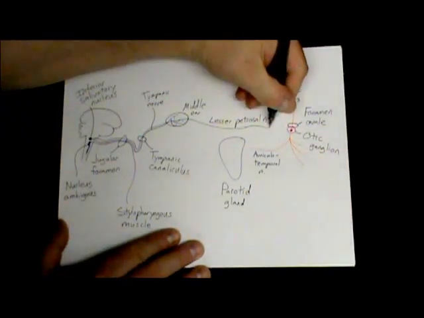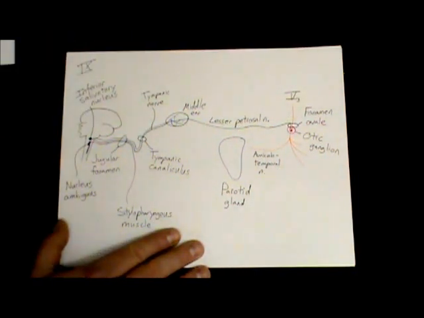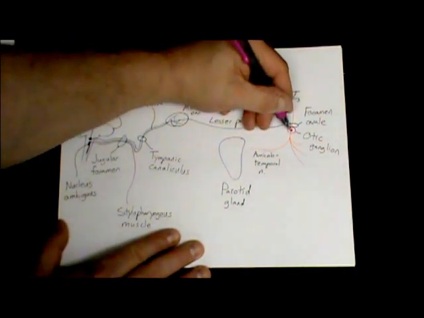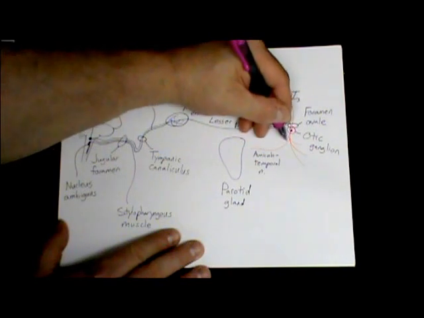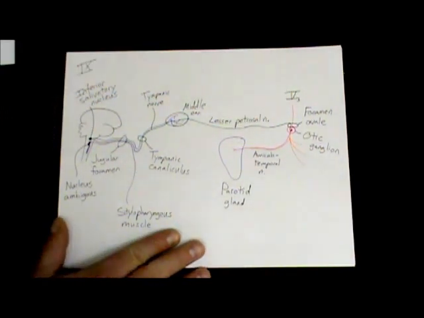So lesser petrosal travels through the foramen ovale, gets to its ganglion right there, the otic, and does something very sensible and very nice for the rest of us. It just travels on the auriculotemporal nerve close to the parotid and gets to the parotid, innervates it.